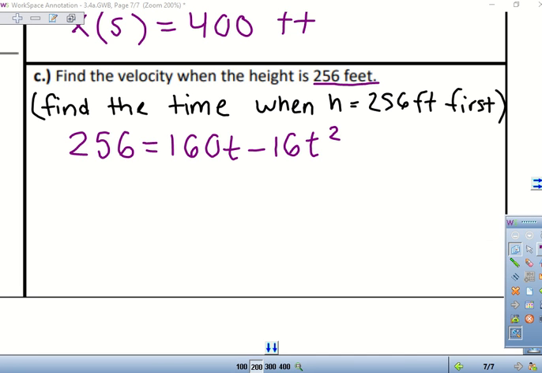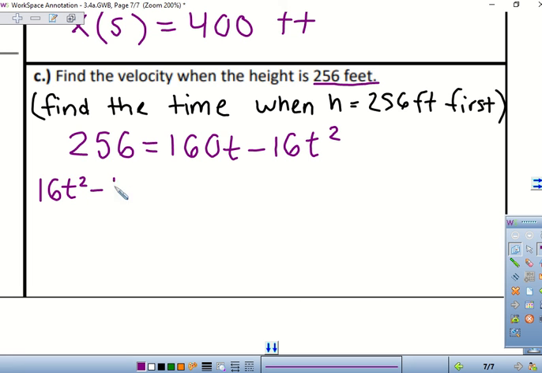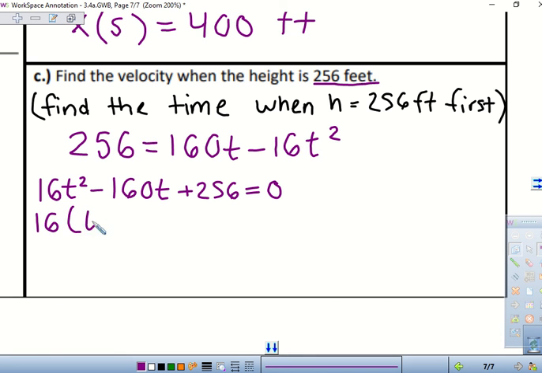So now to solve this, I need to get it into standard form. So I'm going to add 16t squared to the left, and I'm going to subtract 160t over. So I just repositioned it to get it into standard form. The reason I did that instead of subtracting 256 over is because I wanted to make my a term positive. You see that? So you could have done it either way. Now I want to see if there's a GCF I can factor out, which would be 16. So that's going to give me t squared minus 10t plus 16.